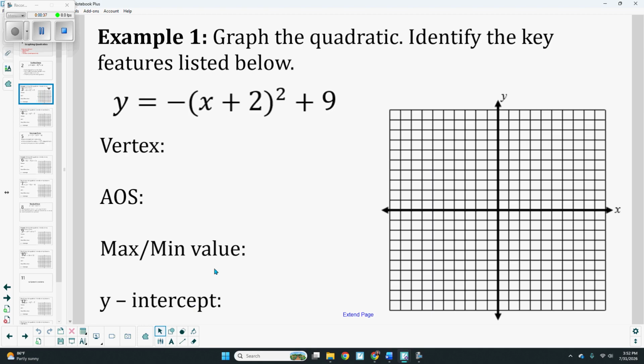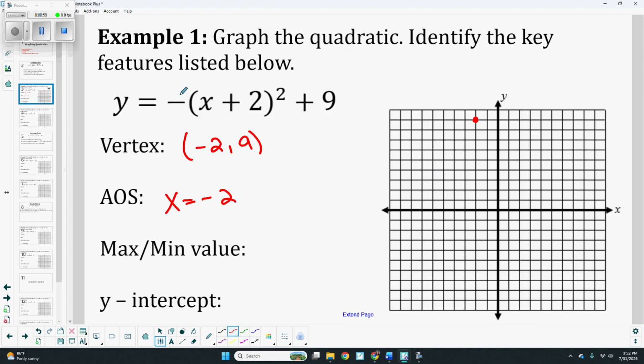So for example 1, we have a vertex of -2, +9. So remember, it's the opposite side of what's inside, same side of what's outside. So -2, 9 on flat. That means my axis of symmetry is the x value, x equals -2. And then I'll worry about these when I'm done.